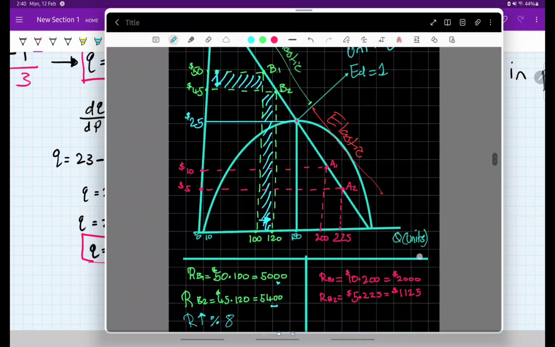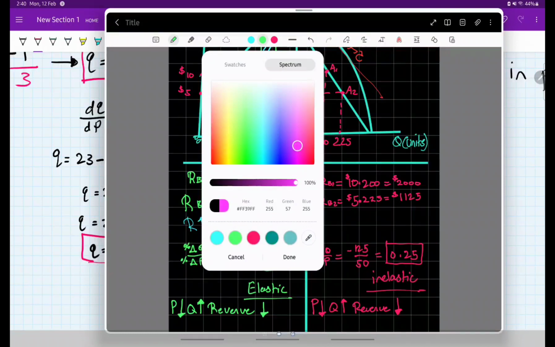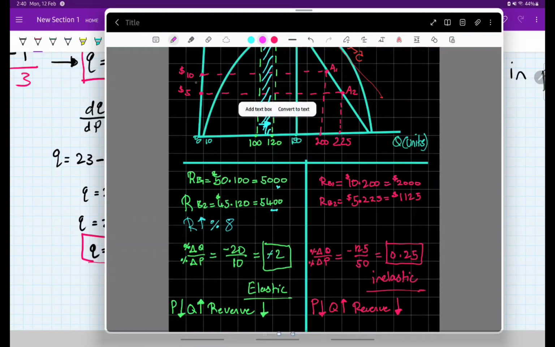But seeing that down here, you have your price change of from 10 to 5. So that will be a deduction. Let's change this color to pink or magenta.